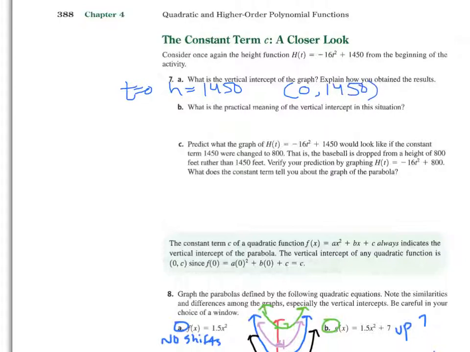What's the practical meaning in this situation for this ball being dropped from the tower? This was the initial height of the ball.